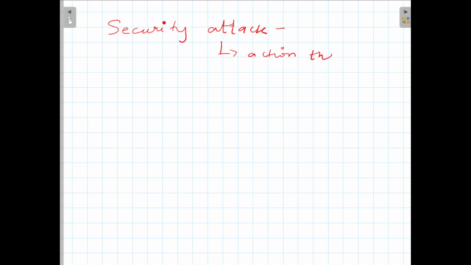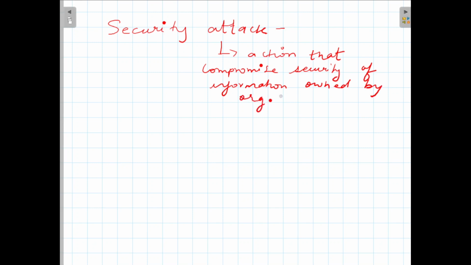So, an action that compromises the security of information owned by the organization. Okay, so it is any action which is going to compromise, means any action that will cause harm to the information owned by the organization is the security attack.